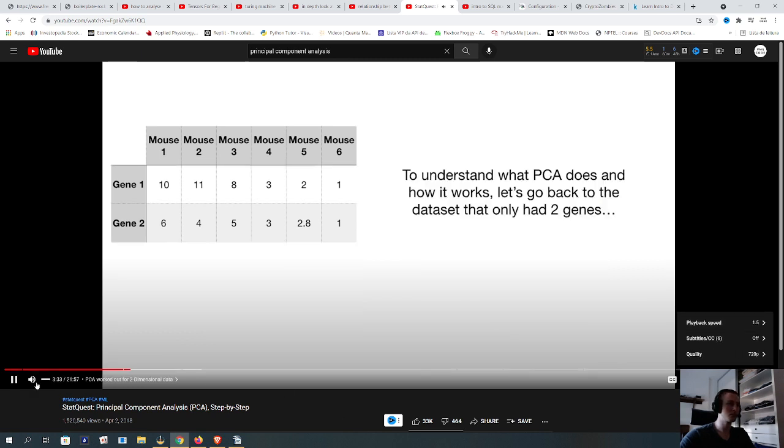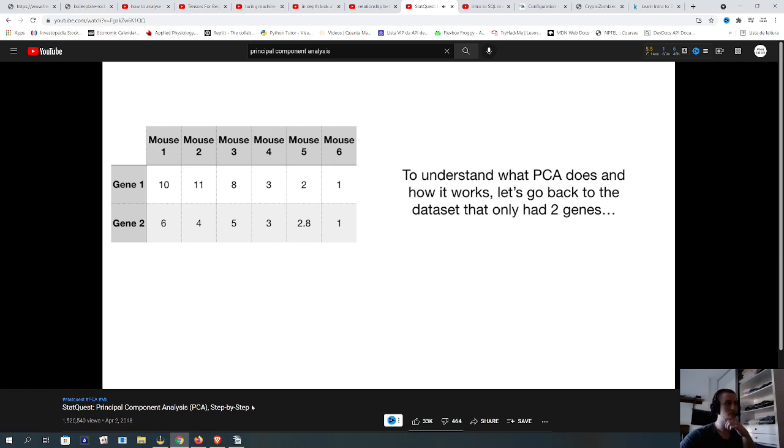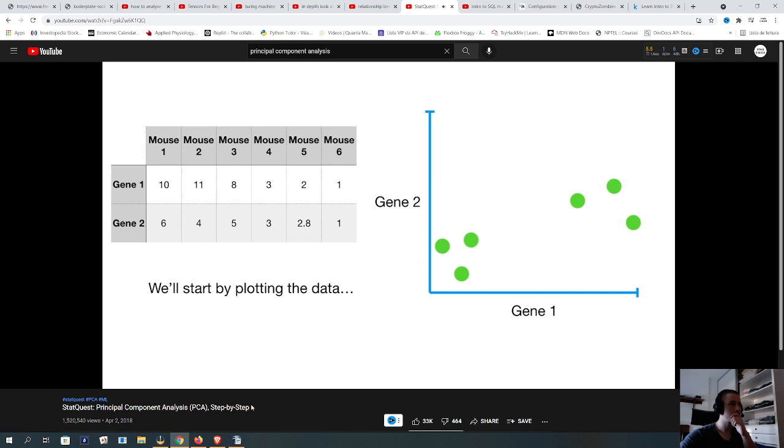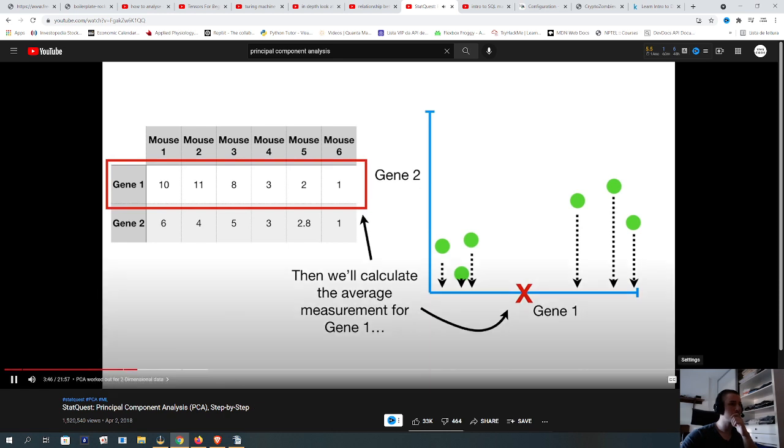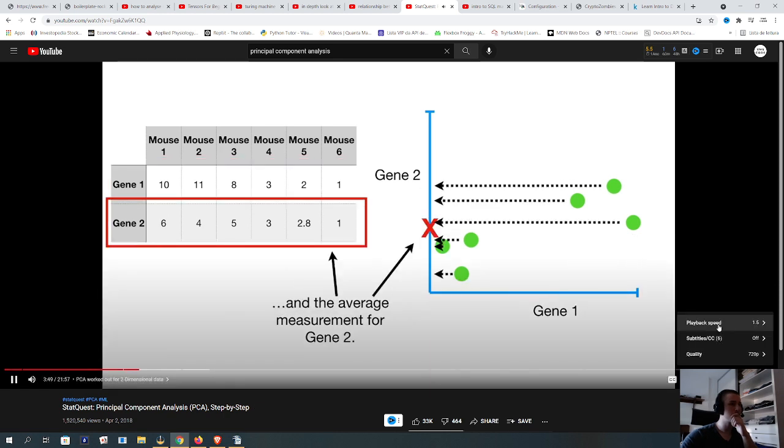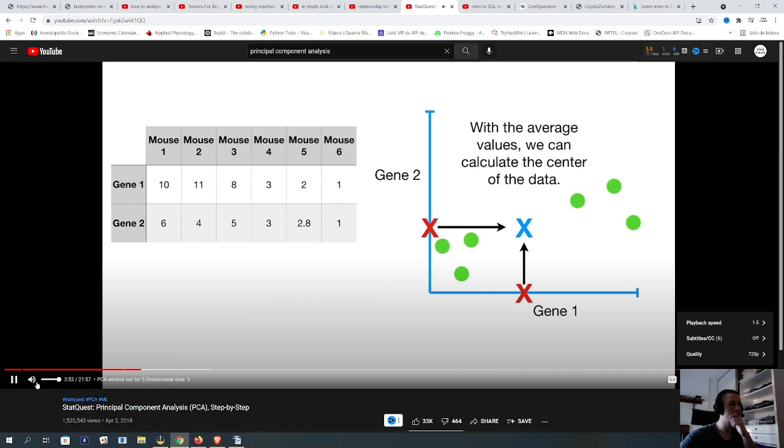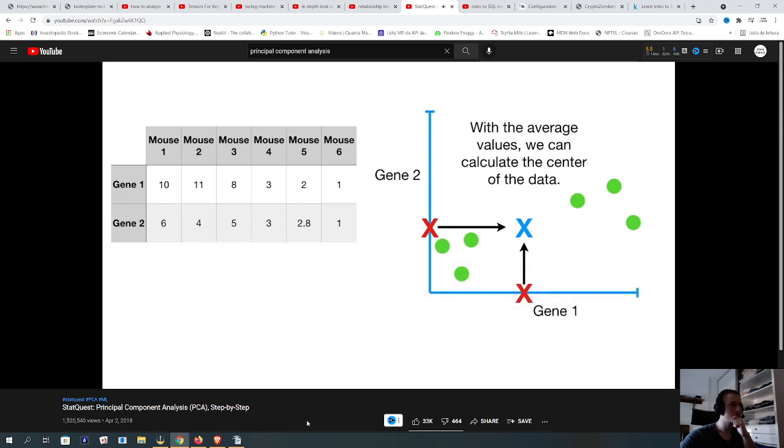To understand what PCA does and how it works, let's go back to the dataset that only had 2 genes. We'll start by plotting the data. Then we'll calculate the average measurement for gene 1 and the average measurement for gene 2. With the average values, we can calculate the center of the data.